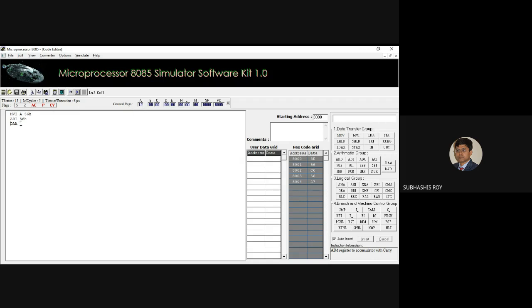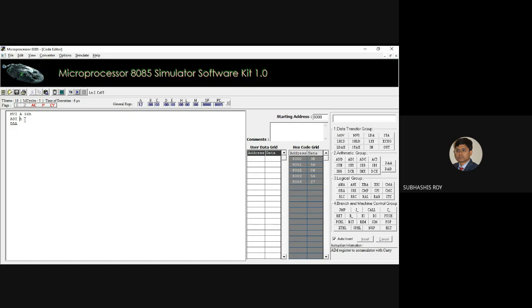Whenever you are using the DAA instruction, your carry flag will show you the MSB bit information, the most significant bit information of your result. If carry flag is 0, then it is 0, 1, 2. If carry flag is 1, then it is 1, 1, 2.